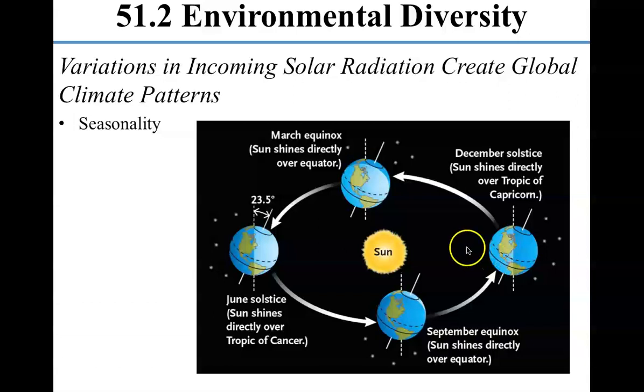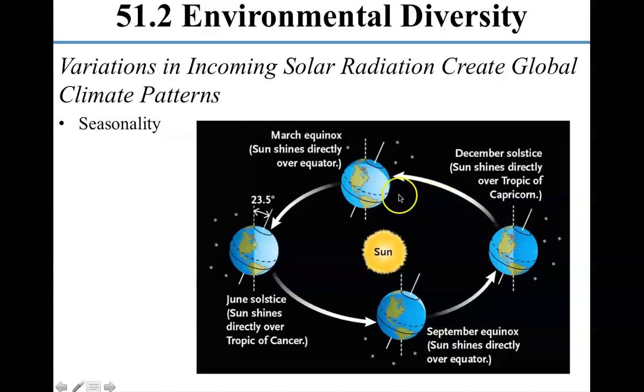I'm sorry. In December, the sun shines directly on the Tropic of Capricorn, which is down here in the southern hemisphere. And so that means the solar radiation is directly hitting here. And so that means it's going to be hot in the southern hemisphere. So when they're having summer, we're going to have winter up here in the northern hemisphere, because as we're tilted away, it means the sunlight is even more spread out, leading to cooler temperatures.